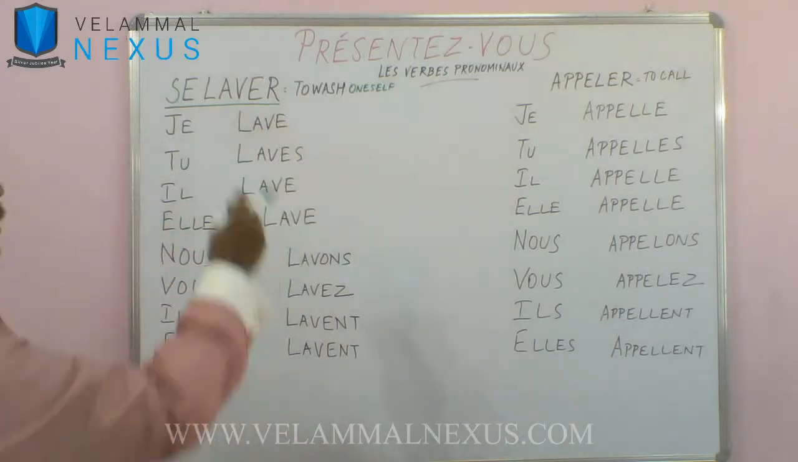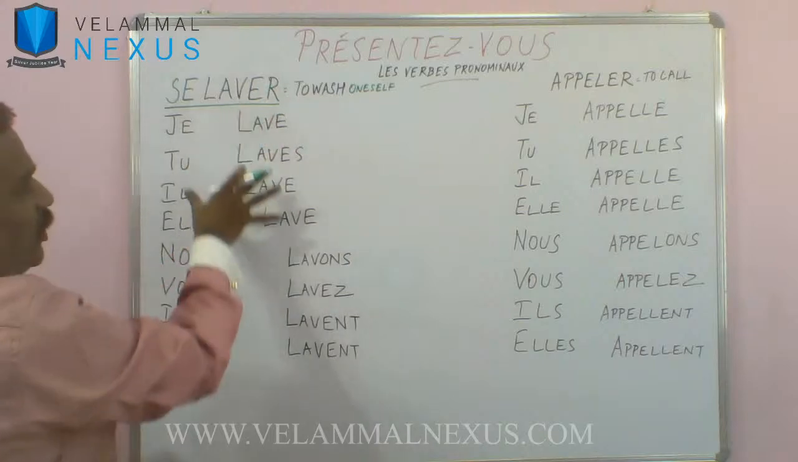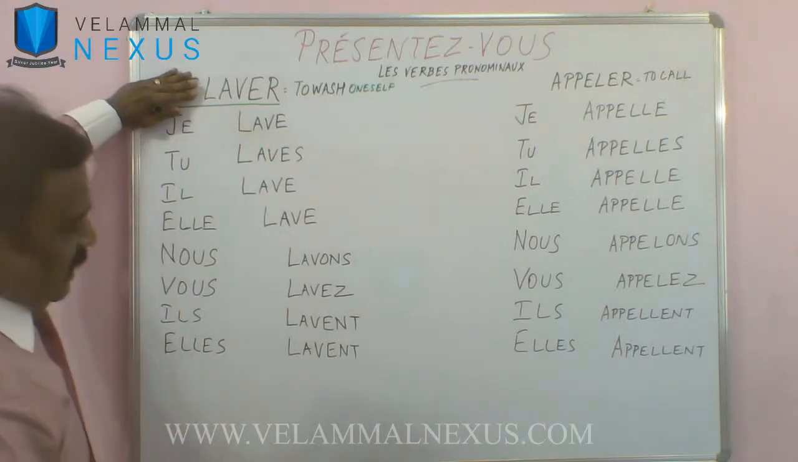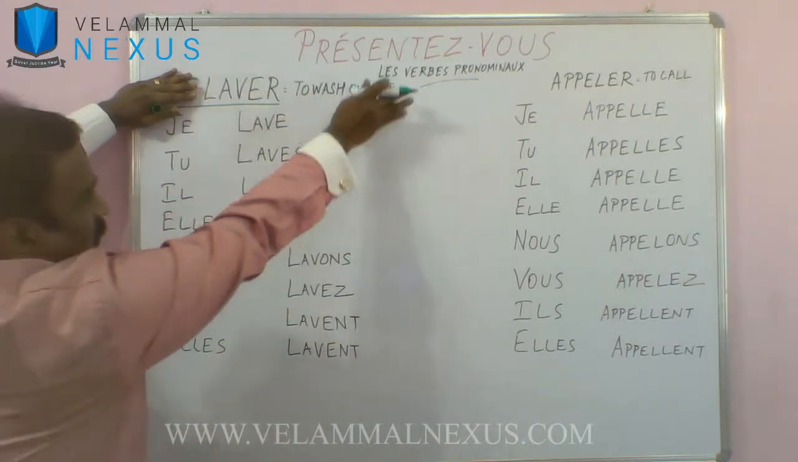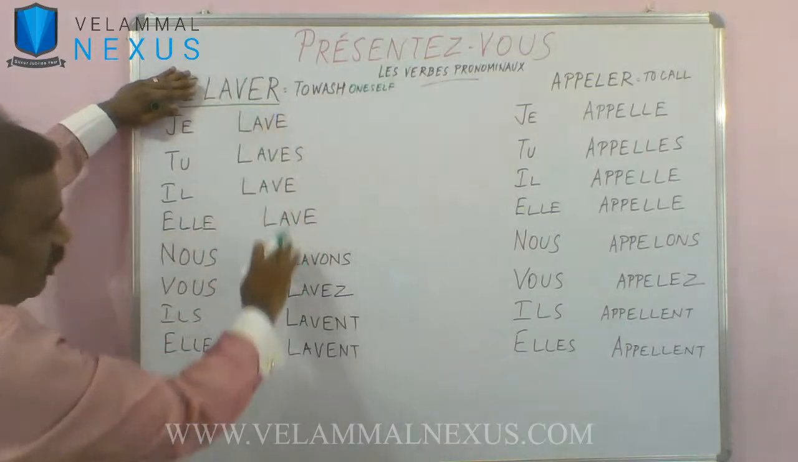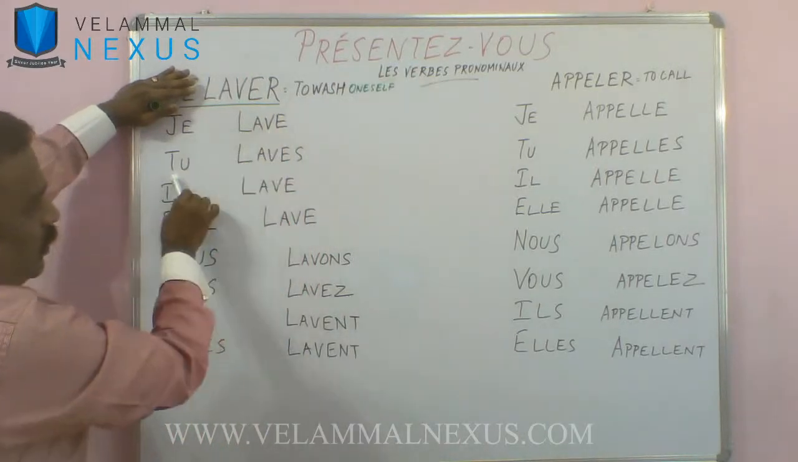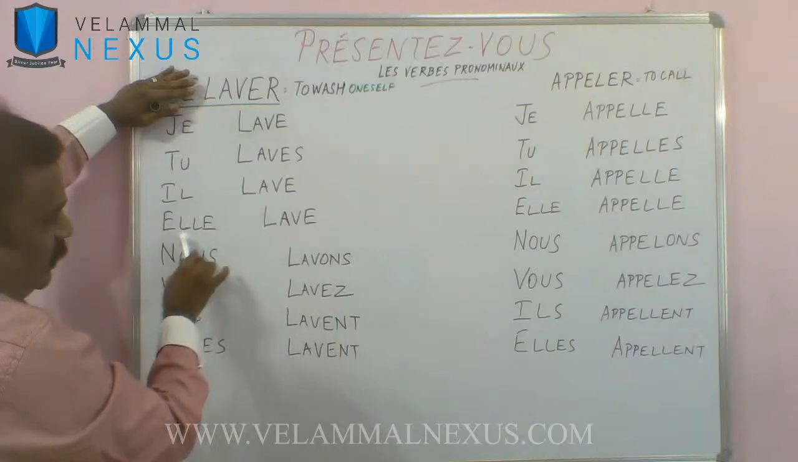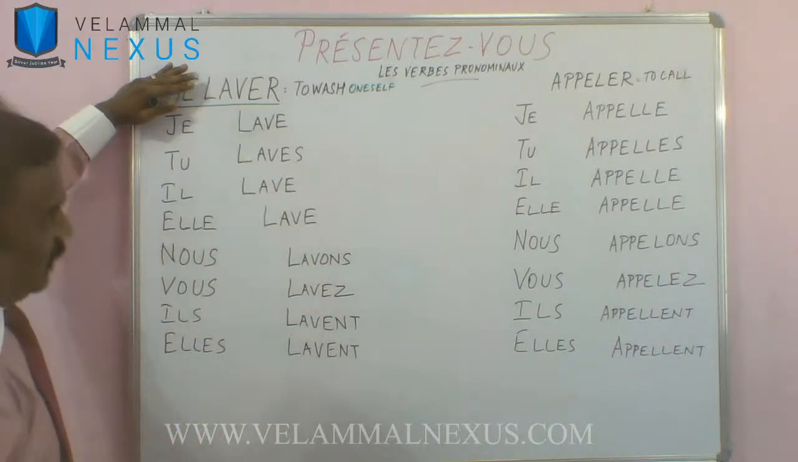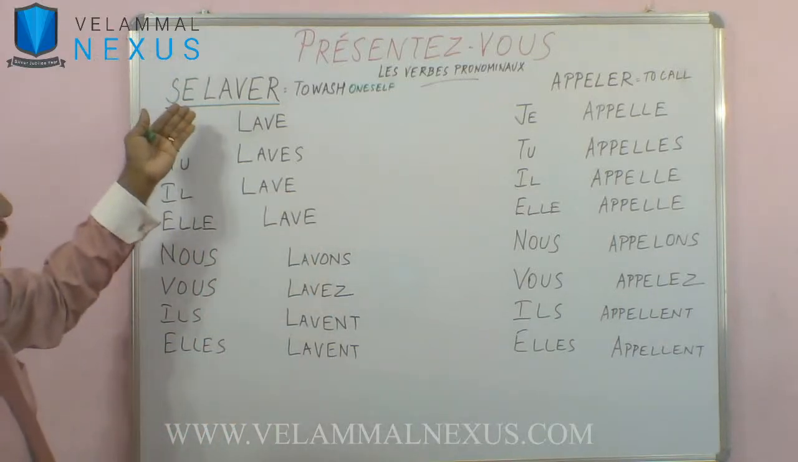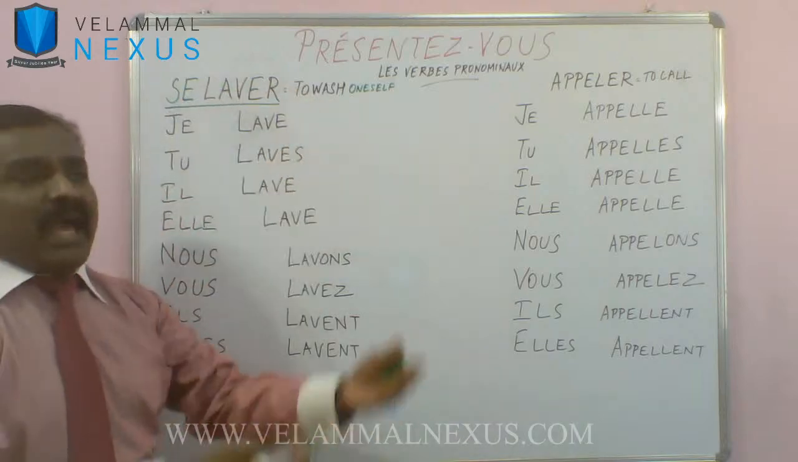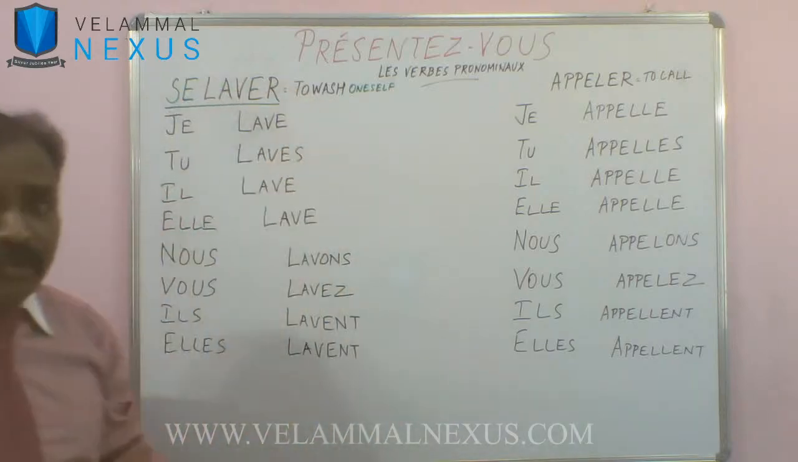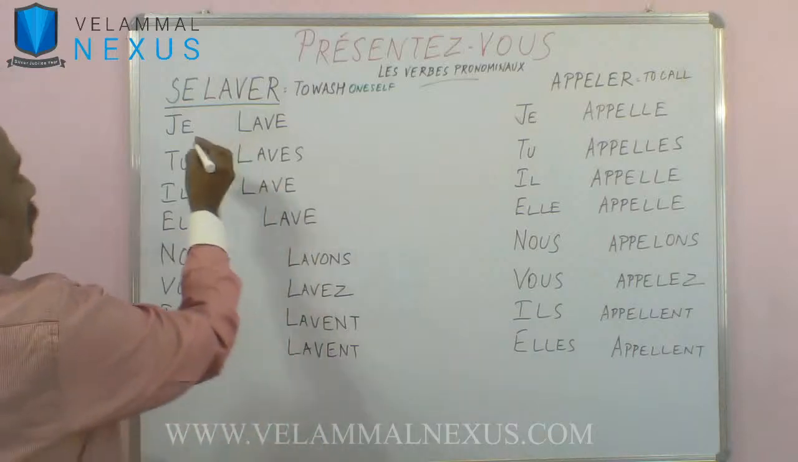Now, if it is a reflexive verb, how do you conjugate? Without se, without oneself, laver will be conjugated like this. I wash, you wash, he washes, she washes, we wash, like that. Now, when I put this se, I told you it's reflexive, the action that you do to yourself, you are doing it to yourself. So, how does it change?